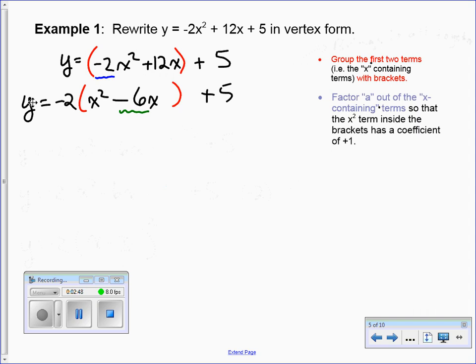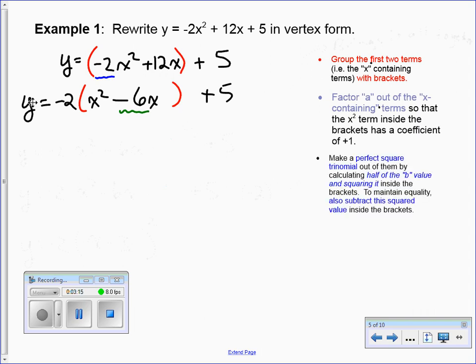In order to make a perfect square, if you look at x squared minus 6x, the way this could be a perfect square, i.e. completing the square, is for us to have some number in here that when we square the first and square the last and double the product, we get the middle term, negative 6.